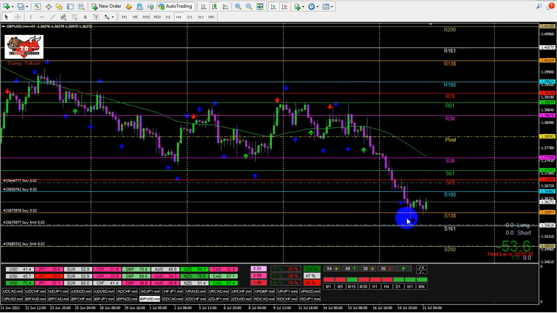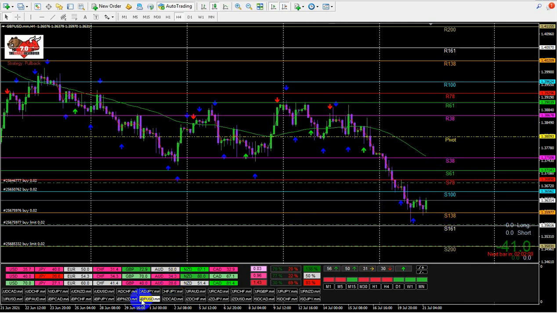So here what happened is I have got in there. I put a buy stop here, buy limit here, buy limit at 138 and 161. As you can see, we missed this limit here, and the price is now resuming upwards. So GBP USD, I'm still long on this pair. We'll see what's gonna happen.